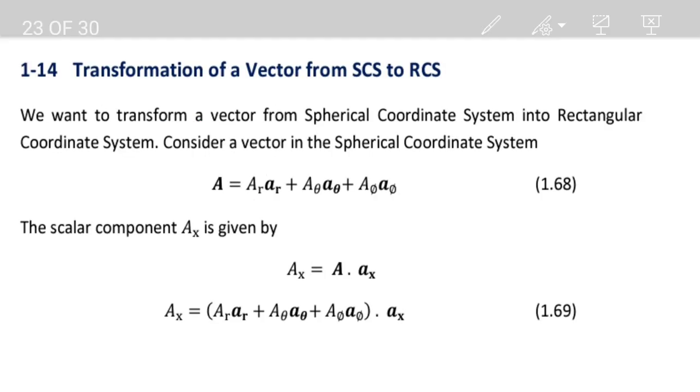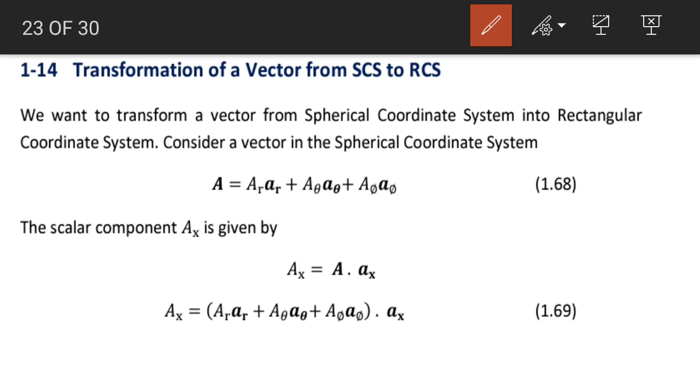The transformation of a vector from spherical coordinate system into rectangular coordinate system. So what we do, we consider a three-dimensional vector in the spherical coordinate system. A three-dimensional vector in the spherical coordinate system will have three components. It has a component in the direction of the unit vector AR, a component in the direction of the unit vector A theta, and a component in the direction of the unit vector A phi.